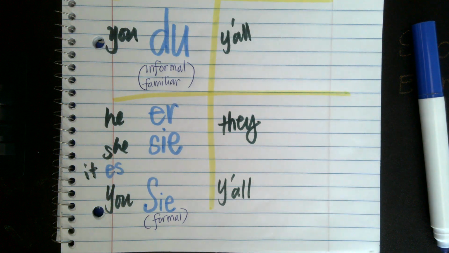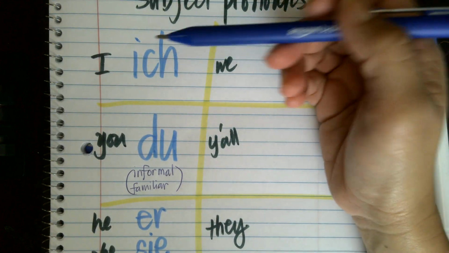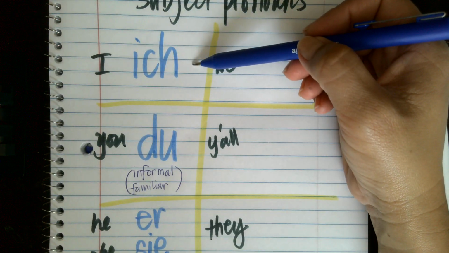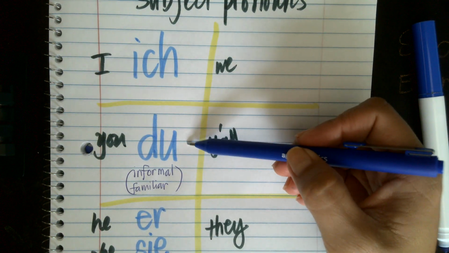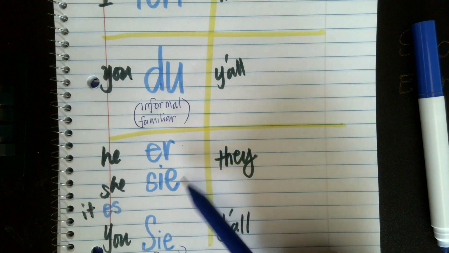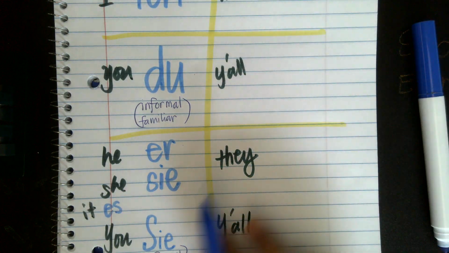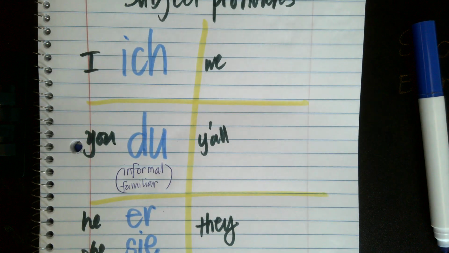So you are going to pause this after you pronounce the word. Ich, du, er, sie, es, Sie. Again, these are all singular right here.